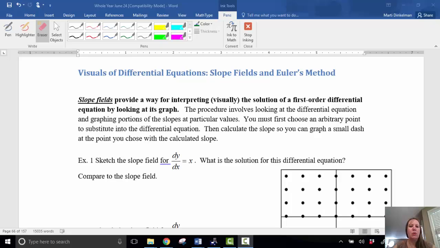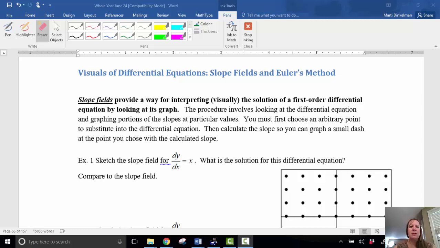Everybody, it's Mrs. Dinkelman, and we're in Unit 9, the Differential Equations unit. This section is talking about two different visuals for differential equations. One we have done before in AB, which is slope fields, so we'll review that really quick. The new one for BC is Euler's method.